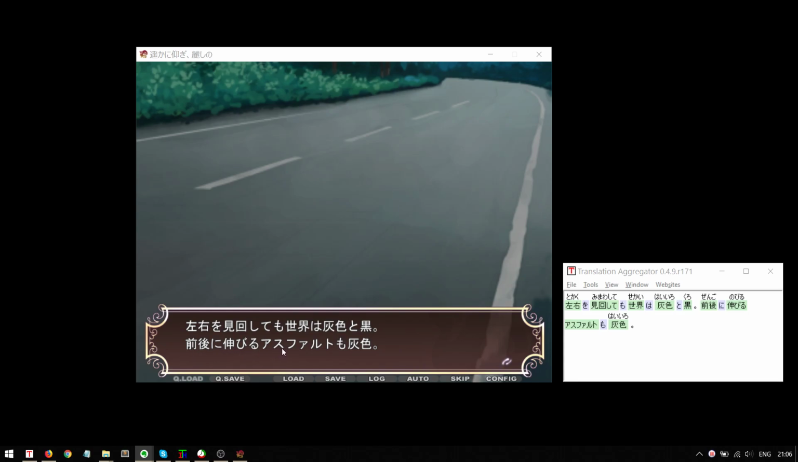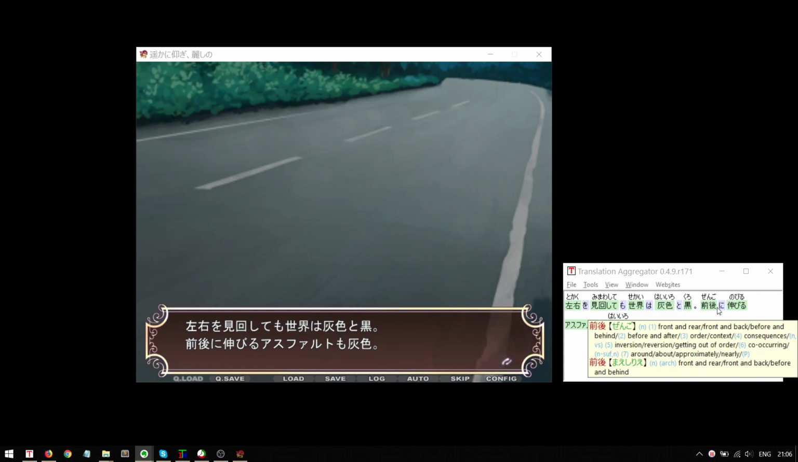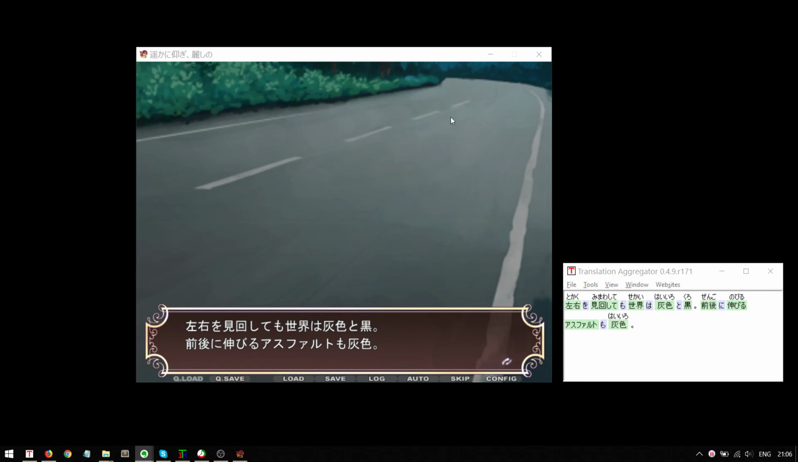Zengo ni nobiru asphalt mo hairo. So zengo is forward and back, to the forefront and to the rear. Nobiru here means to stretch. So the asphalt, which stretches to the front and to the rear, was also gray.